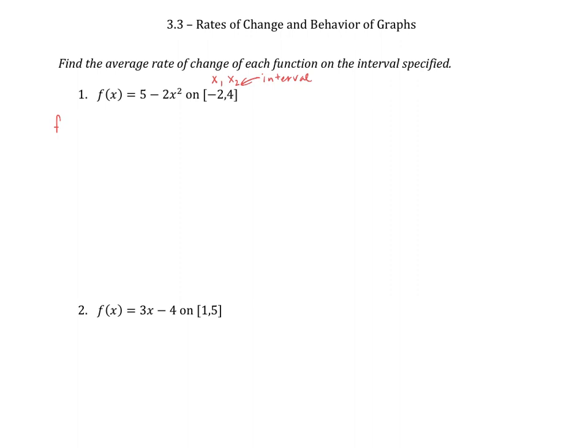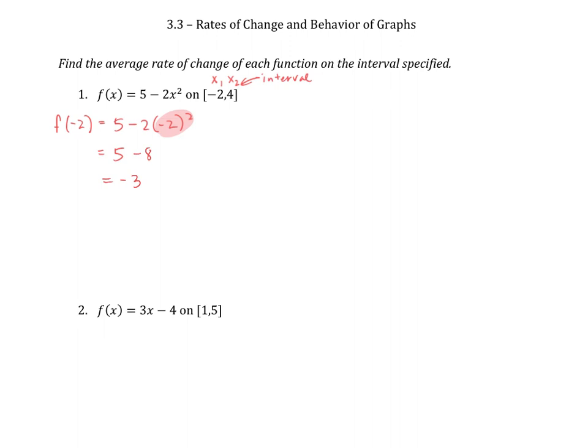So to find f of x1, we'll use -2, and we're going to plug that in. And we'll see that we get 5. This -2 squared is what I have to do first. So that will be a +4. And then that +4 times the -2 will give me a -8. So I subtract and I get -3.